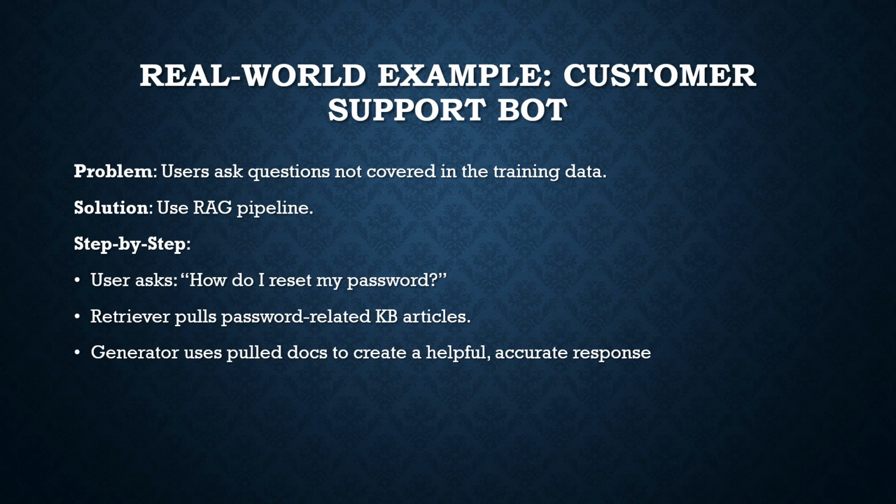Okay, and if you are providing data after those 6 months, which will be the latest data till yesterday or till right now, it will consider all the things together, and by using this data you are creating the RAG pipeline. So if a user asks, how do I reset my password? The retriever pulls password related KB articles or the latest articles, right? The generator uses the pulled documents to create a helpful, accurate response. So by using this RAG pipeline, it will provide you the most relevant answer.